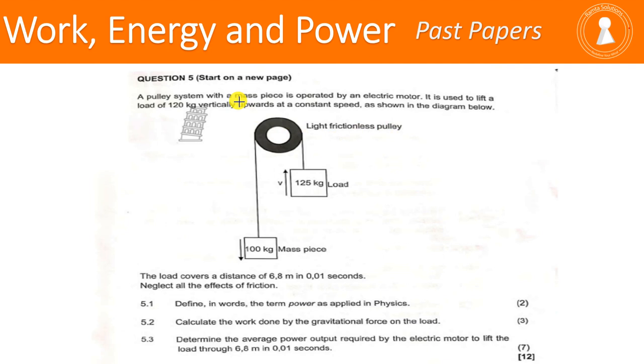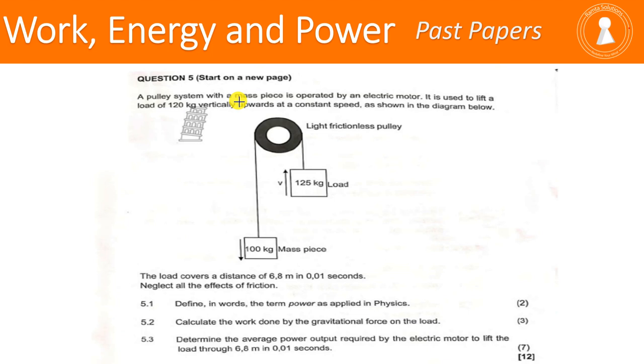The statement of this question says, a pulley system with a mesh piece is operated by an electric motor. It is used to lift a load of 100 kilograms vertically upwards at a constant speed, as shown in the diagram below. The load covers a distance of 6.8 meters in 0.01 seconds. Neglect all the effects of friction.